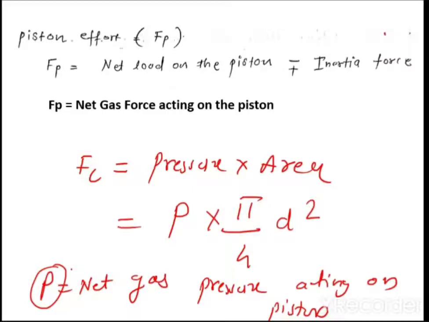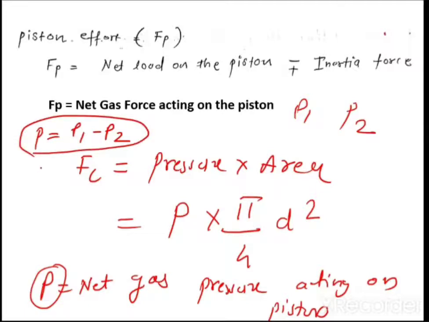So how will you calculate it? What is FL? Net gas force acting on the piston. What is that? Pressure into area. What is this pressure? P. Area is what? Pi by 4 into d square. Now what is this P? Net gas pressure acting on the piston. Now at the back end side we have P1. At the crank end side we have P2. So what will be the net pressure acting on the piston? This P will be equal to P1 minus P2, right?